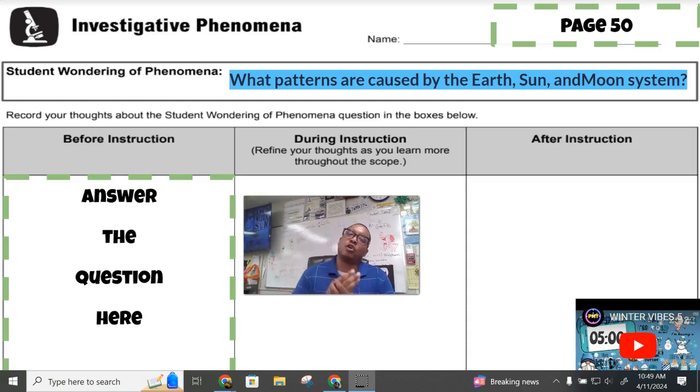But what patterns are caused by the Earth, the sun, and the moon systems? We talked about various things like seasons. We talked about day and night. That's another pattern that we see each day. We also talked about the year. And we talked about the tides, right? You guys remember? That's about the moon's gravitational pull on the earth as well. Since the moon is massive, it does still have some effect on us, because the moon also has its own gravity.